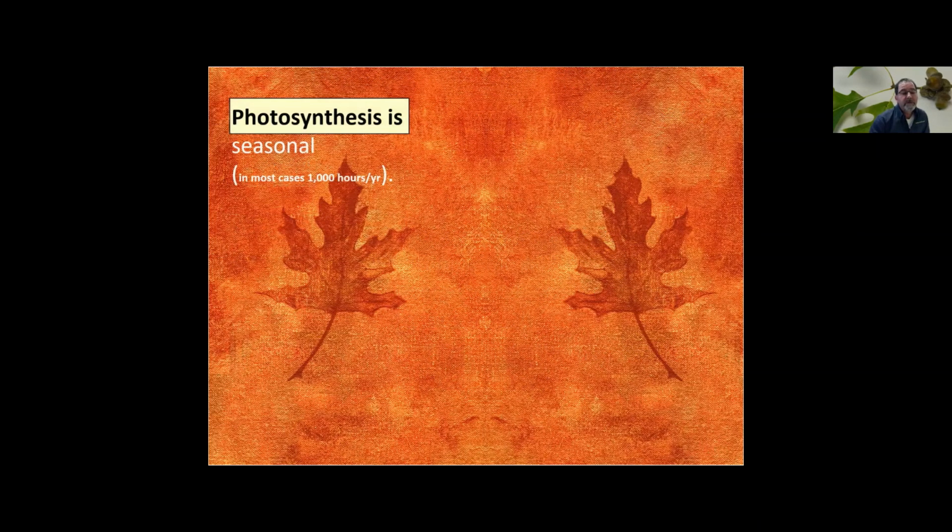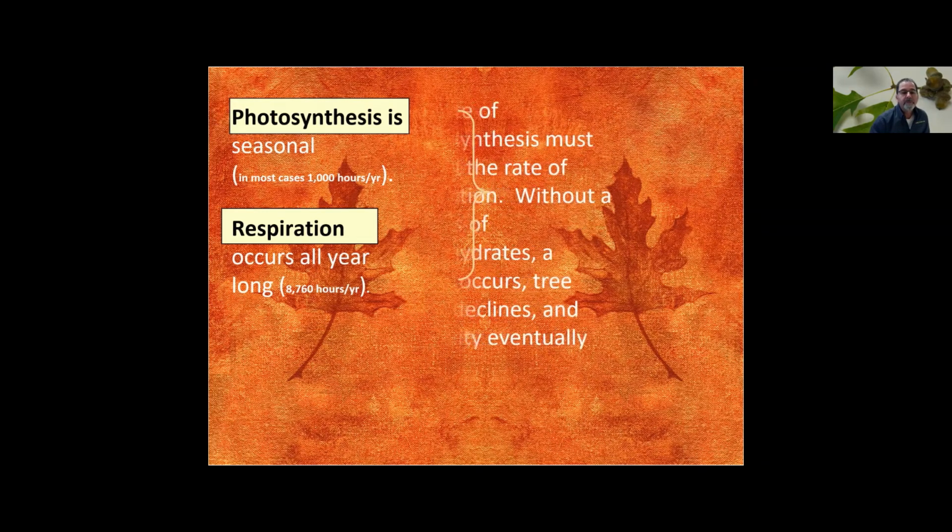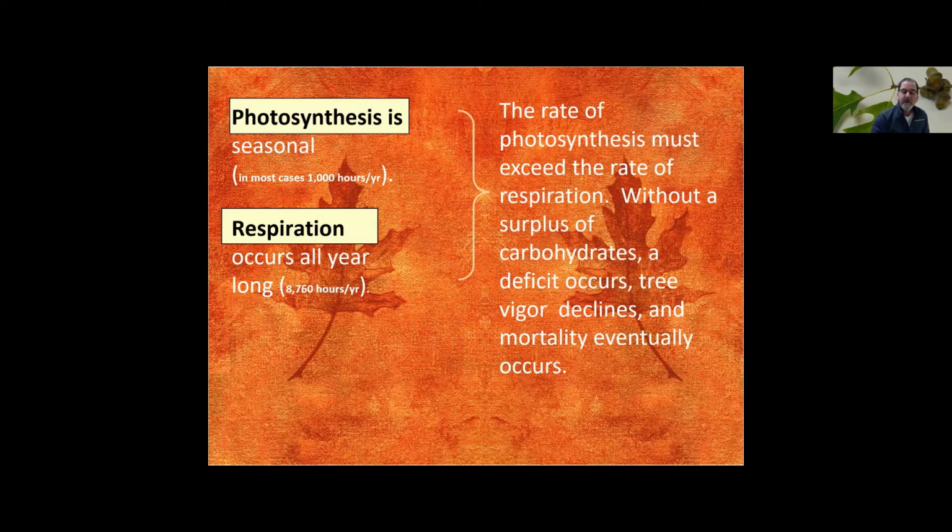So photosynthesis, as we have established, is seasonal. In most cases, it's about 1,000 hours a year, at least for the deciduous trees. But respiration occurs all year long, all 8,760 hours of the year. And so, as you would expect then, the rate of photosynthesis must exceed the rate of respiration, because without a surplus of carbohydrates, a deficit, of course, is going to occur. Tree vigor then will decline, and eventually mortality will result if they're not producing enough of these carbohydrates to accommodate the needs for respiration.